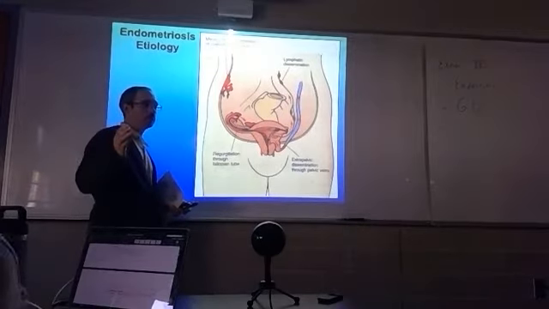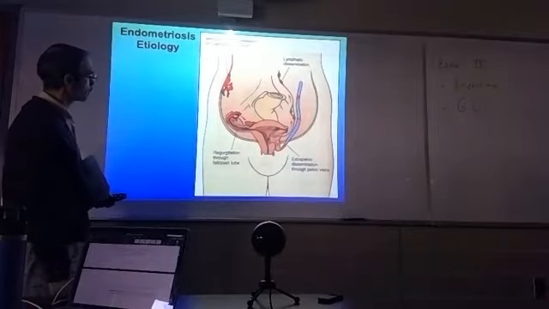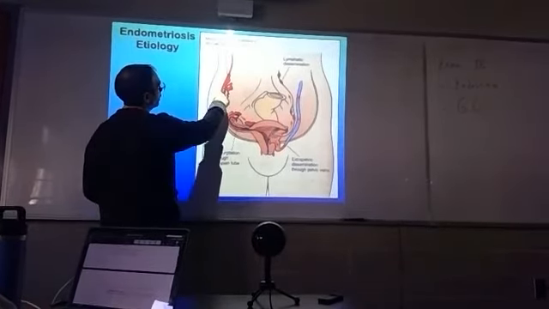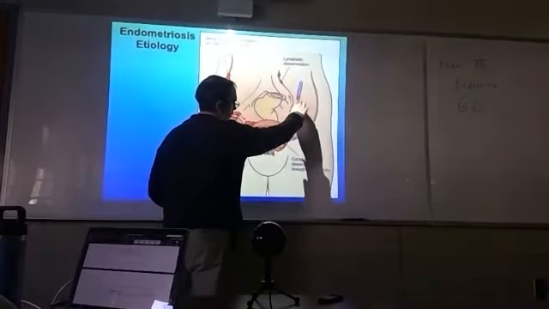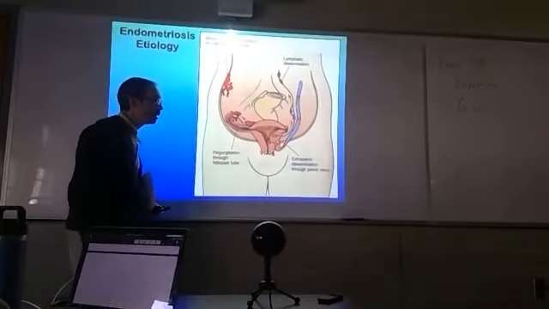All of them might be right. None of them might be right. These are the theories that we're generally working with right now. We've got three theories called regurgitation theory, the metaplastic theory, and the lymphatic dissemination theory. Let's take a look at the regurgitation theory.